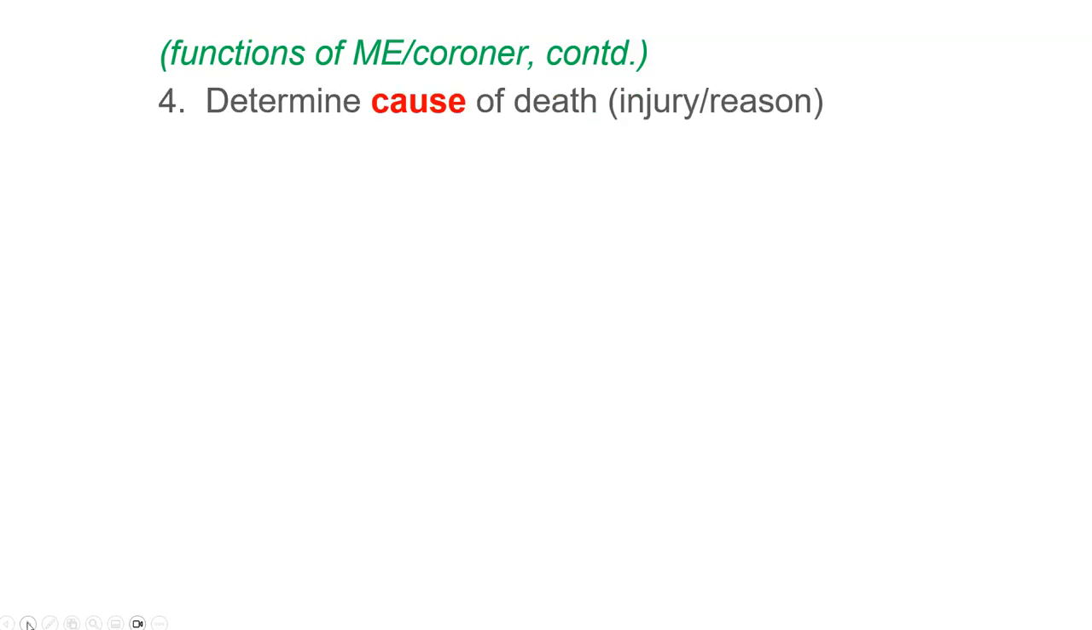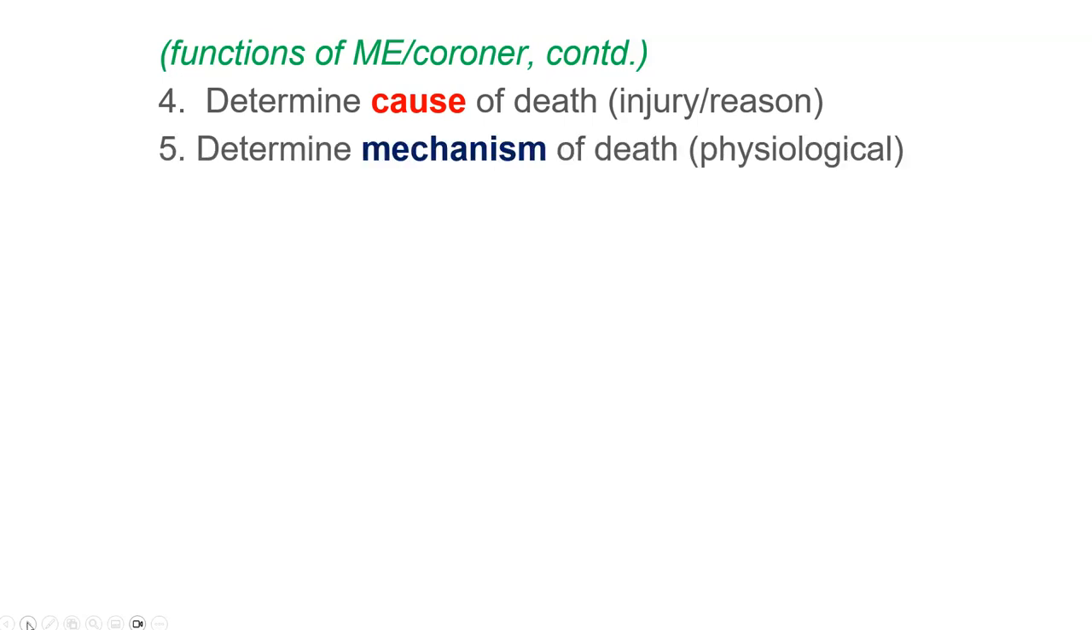The other important job is to determine cause of death. So this would be what kind of injury caused the death, whether it was stabbing, shooting, fall from a height. Mechanism, this is the physiological way that somebody died, so it's going to sound very technical. Rather than just stabbing, it might be exsanguination, which just means bleeding to death.